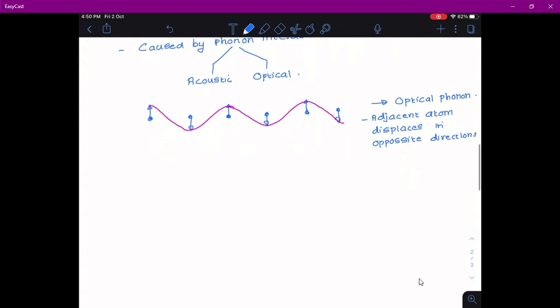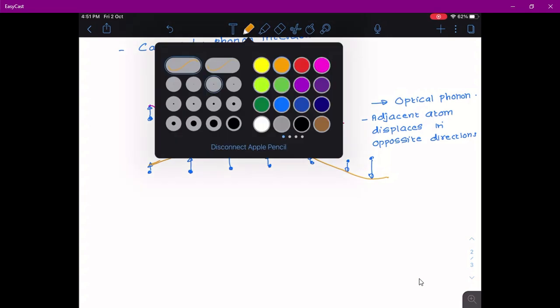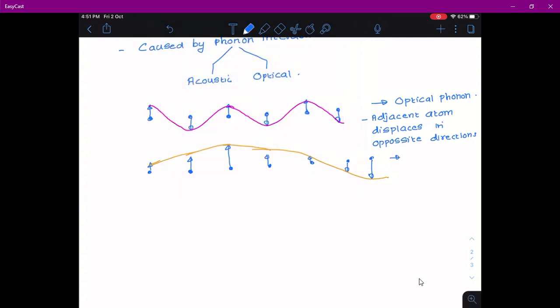In a similar manner, if you consider another lattice where you have 1D atoms, the adjacent atoms vibrate in the same direction. Or a group of atoms will vibrate in the same direction, and the next group will vibrate in the opposite direction. So if you draw this, it will be something like this. Okay. And this is called an acoustic phonon.